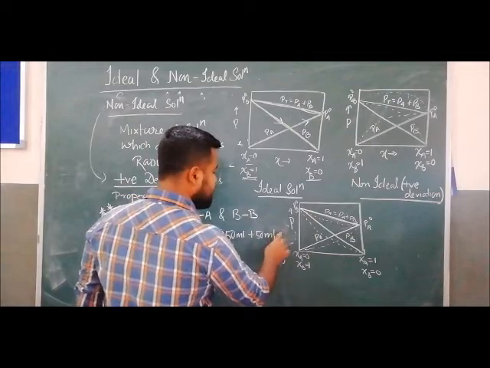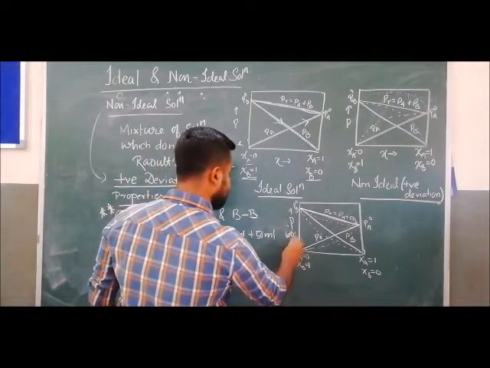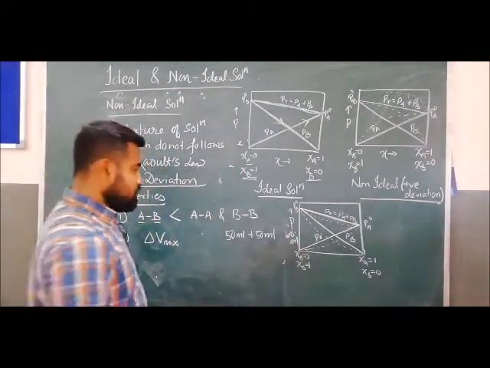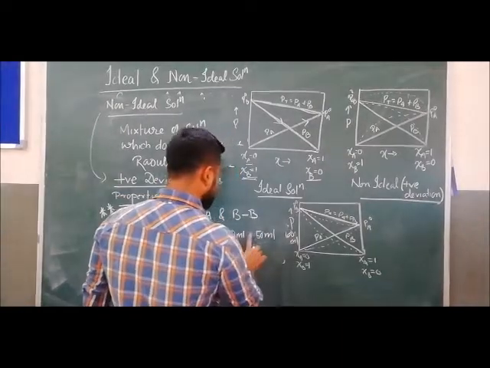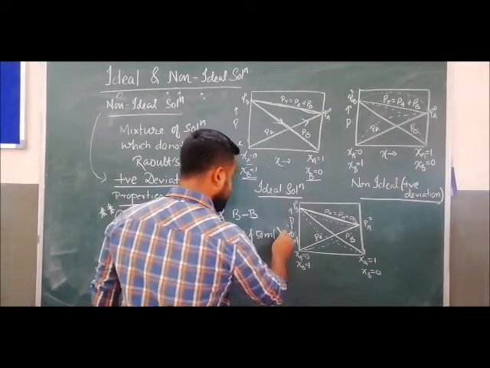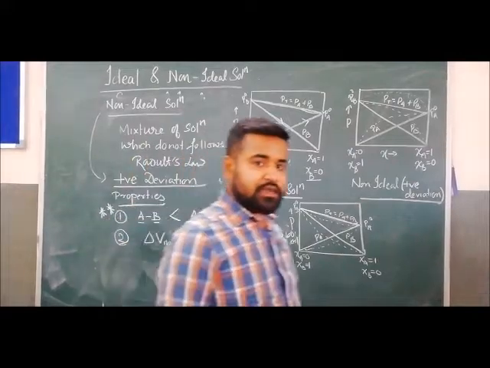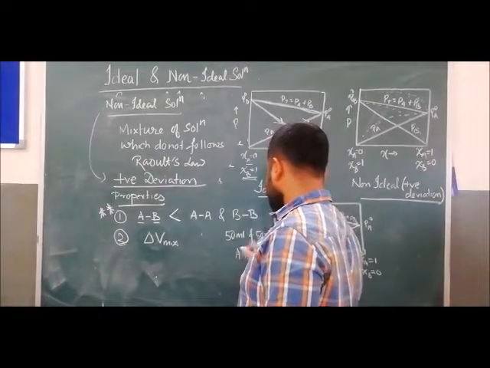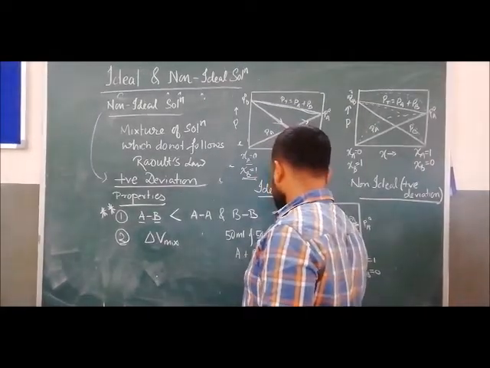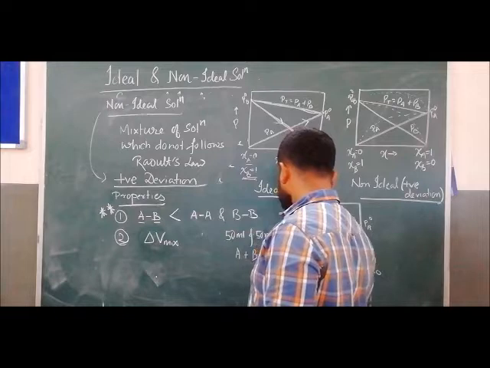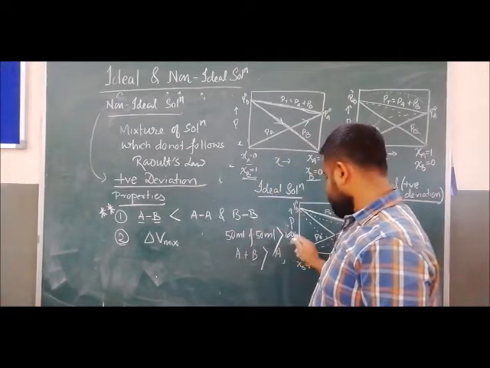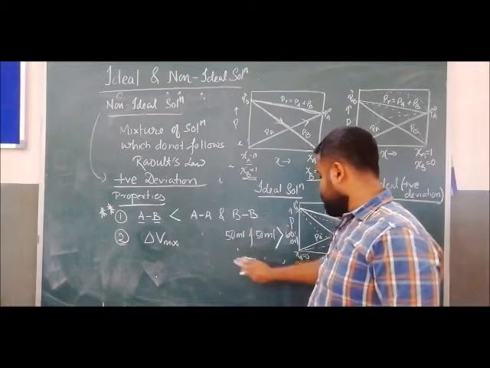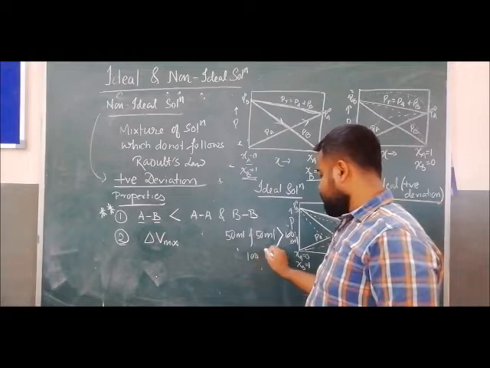In an ideal solution it will be equal to 100 ml, but when it is a non-ideal solution with positive deviation, when 50 and 50 are added, it should be greater than 100. Means when components A plus B are mixed together, the volume will be greater than 100.